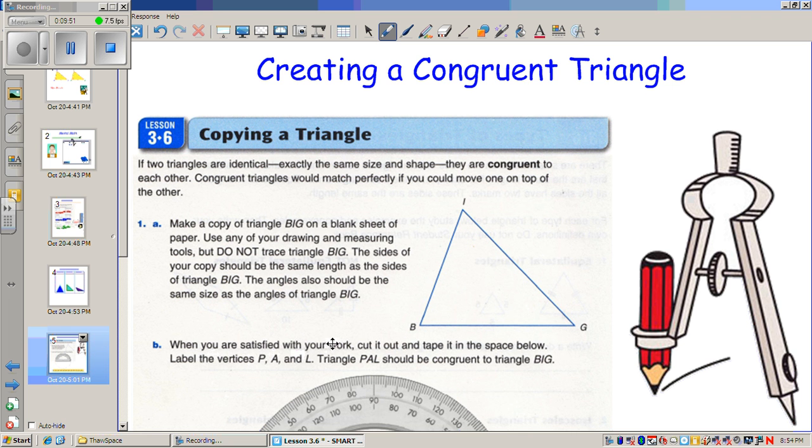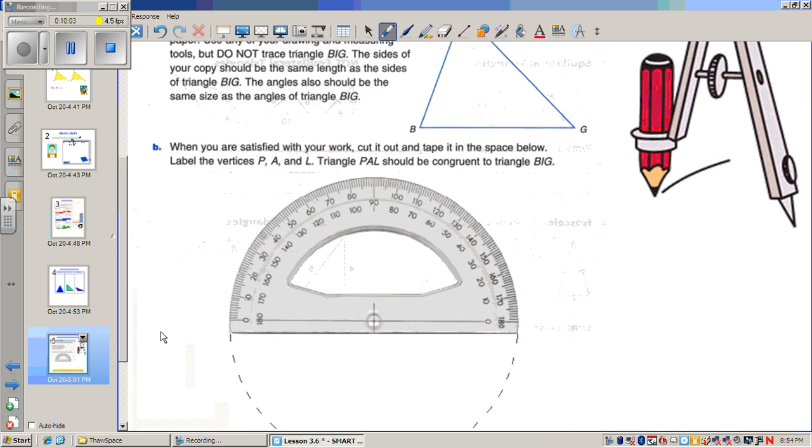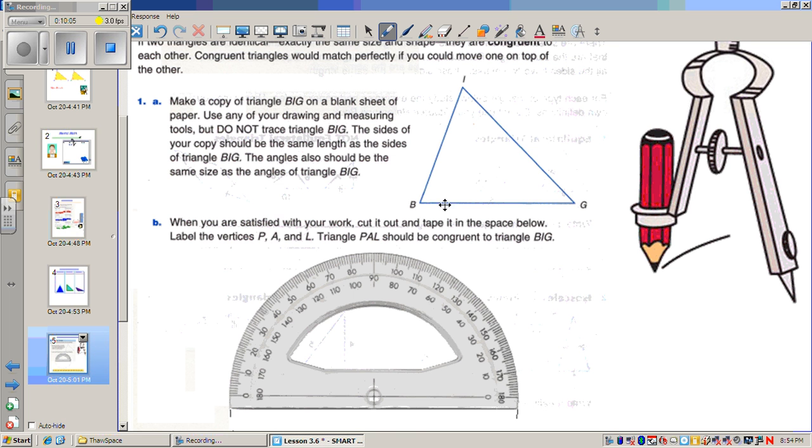So then it says, when you are satisfied with your work, cut it out and tape it in the space below. Label it PAL. Triangle PAL should be congruent to BIG. So I'm going to tape it. If I tape it right on top of here, it should be identical. They should match up perfectly.